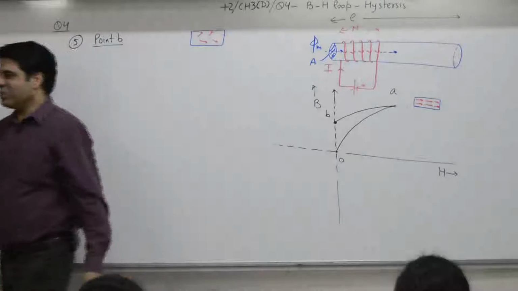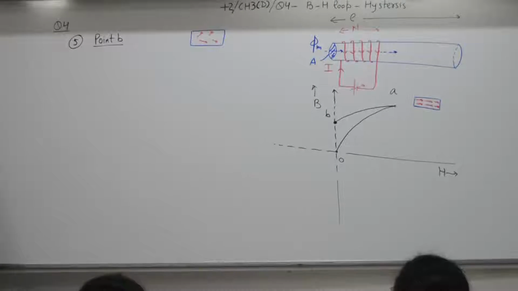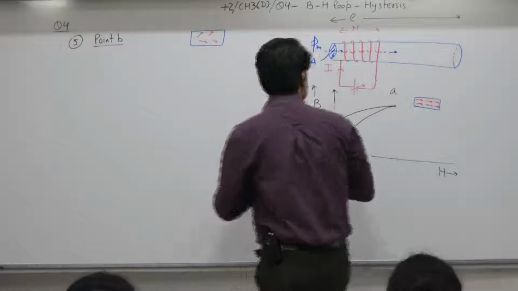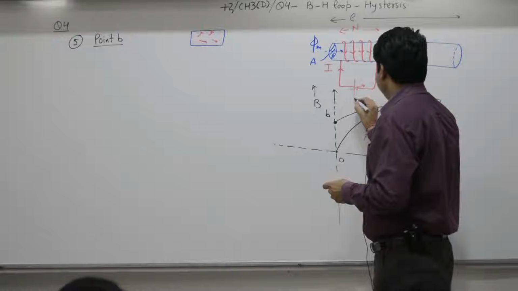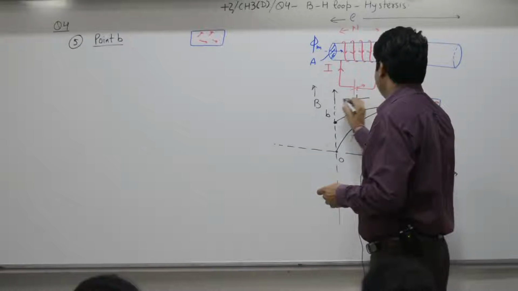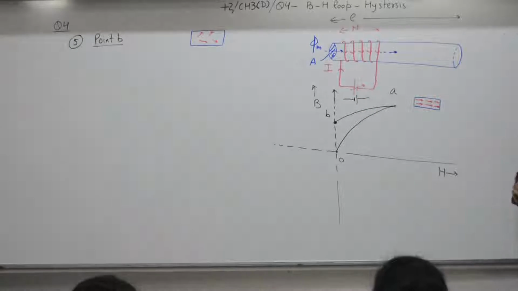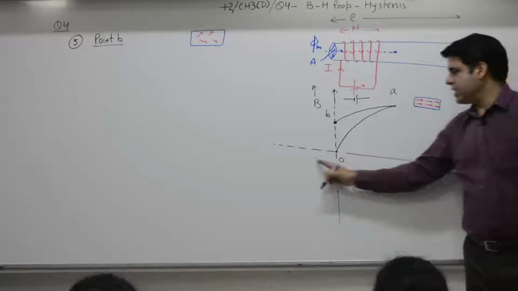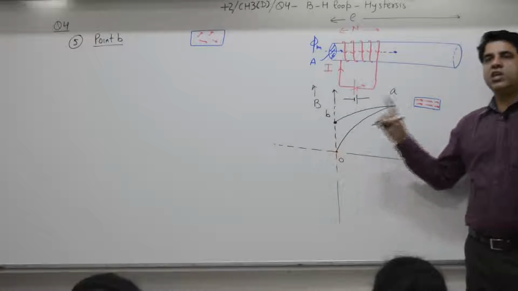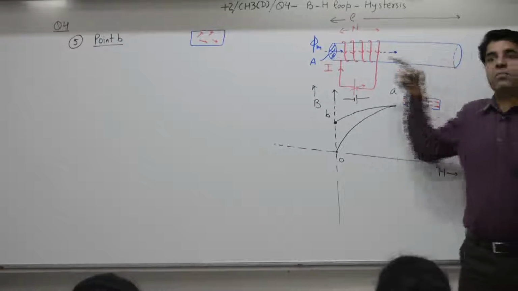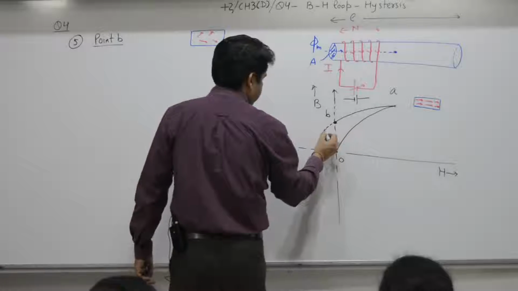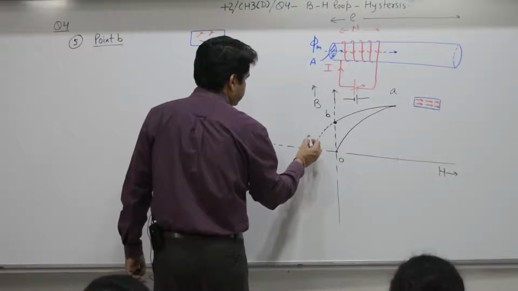Now, in order to bring it to 0, what should I do? Yes, now you change this polarity. Make this negative, this positive. Change the polarity, and now the current here, H was positive, H is negative, means current is negative. Now apply H in the opposite direction, and you reach point C.